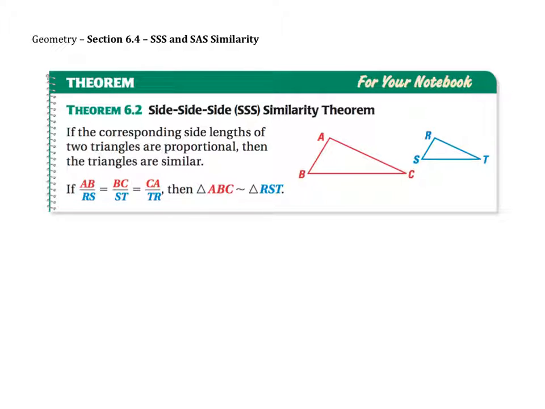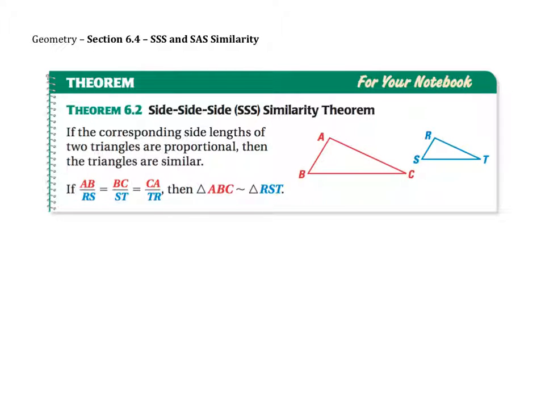It's the side-side-side similarity theorem. So you're still going to abbreviate it as SSS, just like we did when we were proving triangles congruent a couple chapters ago. It states, if the corresponding side lengths of two triangles are proportional, then the triangles are similar.